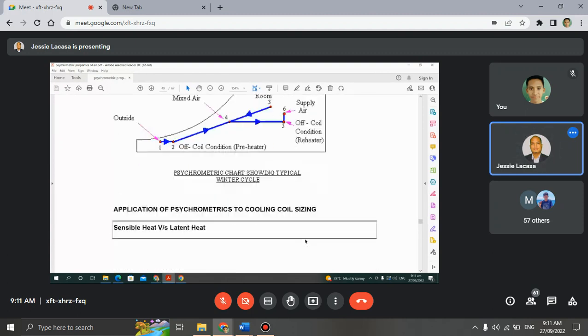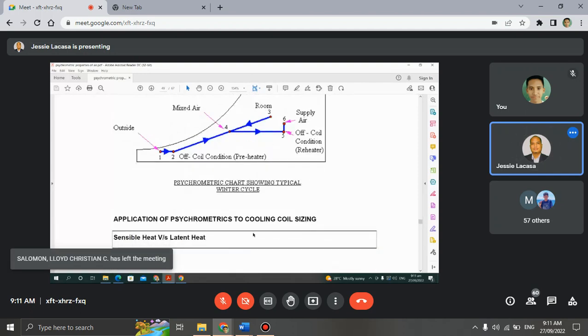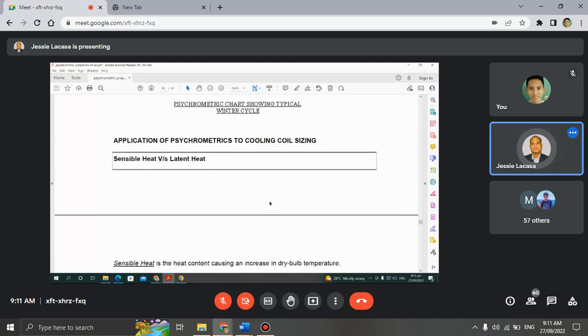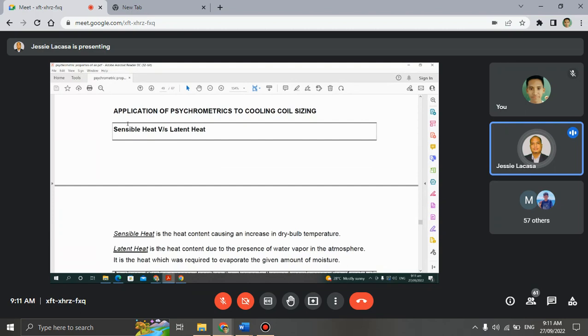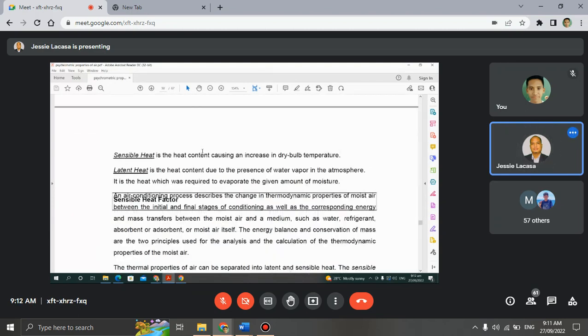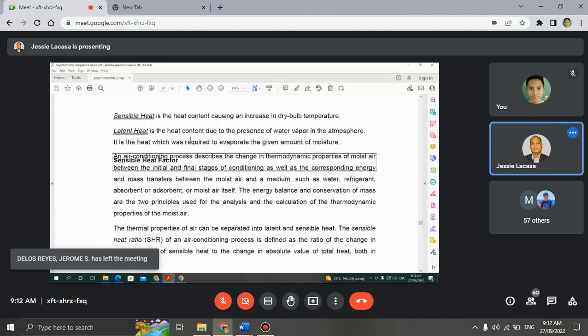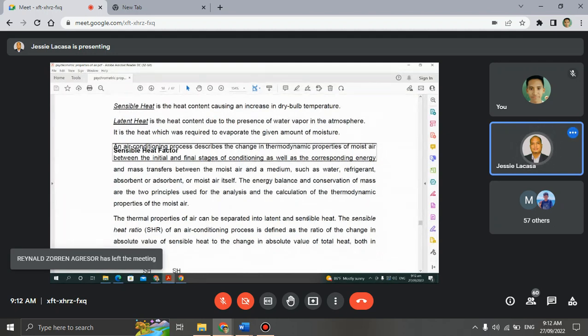Okay. So, psychrometric chart showing typical winter cycle. Application of psychrometrics to cooling coil sizing. In sizing, how big is the cooling coil required? So sensible heat versus latent heat. Sensible heat is the increase in dry bulb temperature, while latent heat is the heat content due to the presence of water vapor in the atmosphere. It is the heat required to evaporate the given amount of moisture. So we have the sensible heat factor, or SHF.